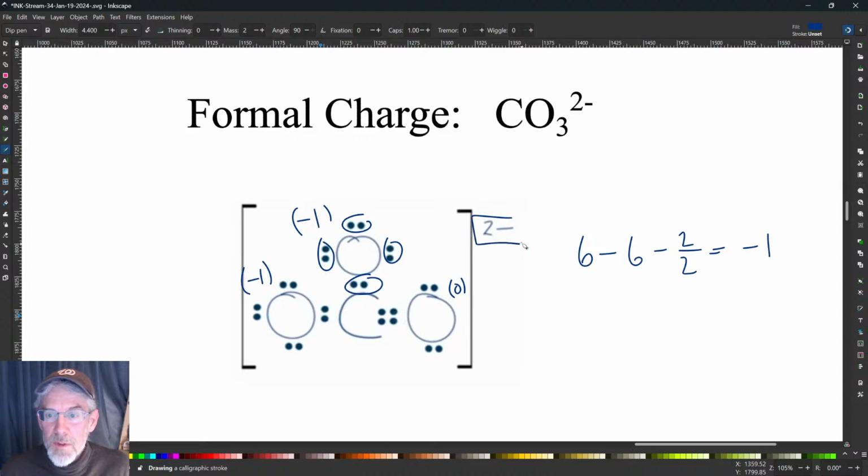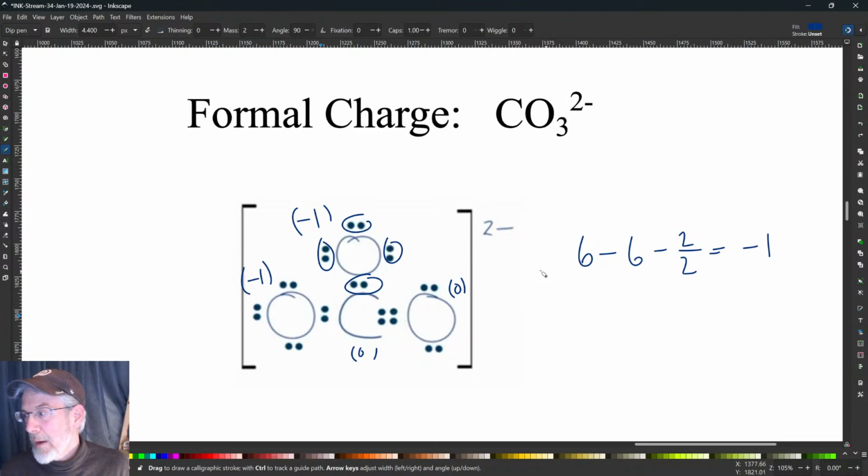And since everything equals 2 minus, we look at that carbon, what does the carbon have to be? 0 plus 0, 0 plus 0, plus -1 plus -1, that would equal 2 minus. So you can figure the carbon out that way.